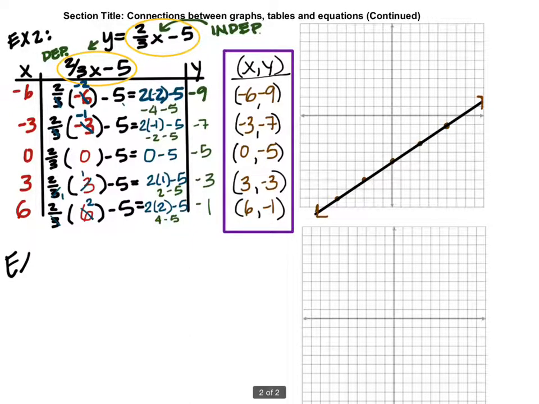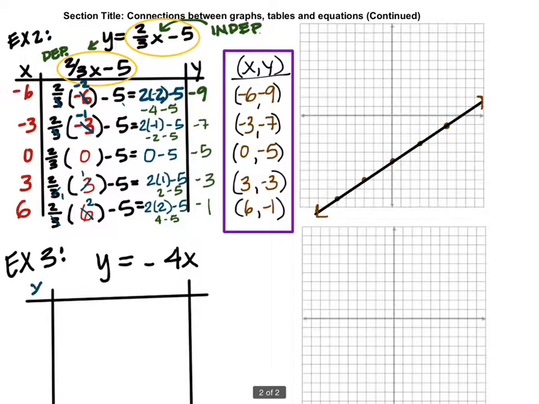And let's take a look at example 3 and 4, which are going to be started for you and trying on your own. So example 3 is the equation y is equal to -4x. I'm going to set up this table for you and you're going to finish it off for us. I am going to give you the values I'd like you to use. So we have an input of x, an output of y. Our function machine we're using is -4x.